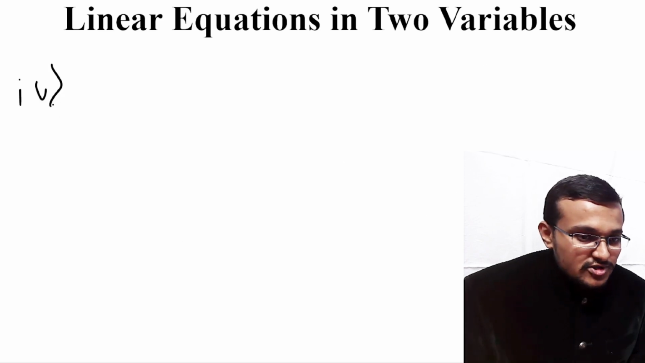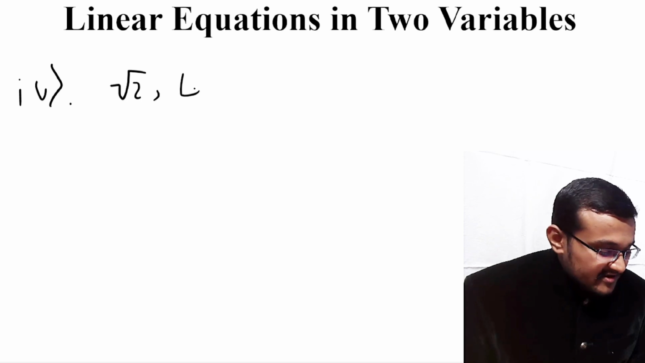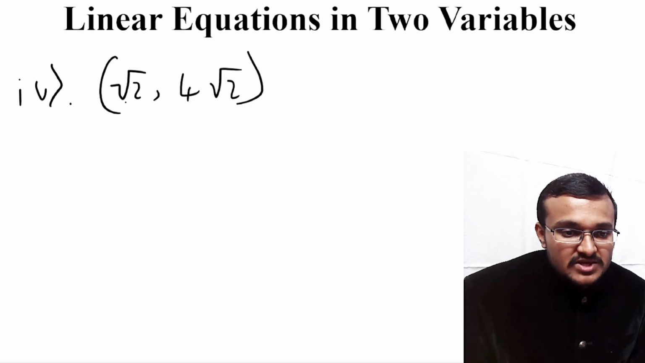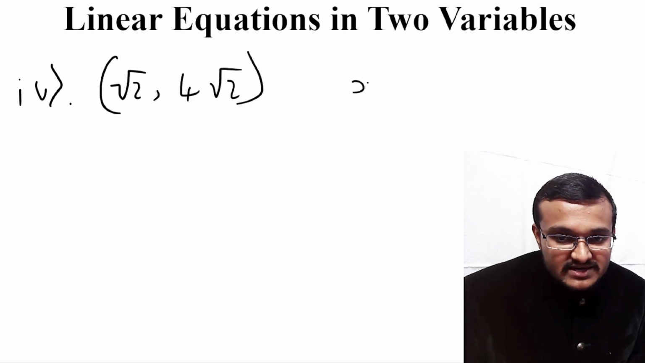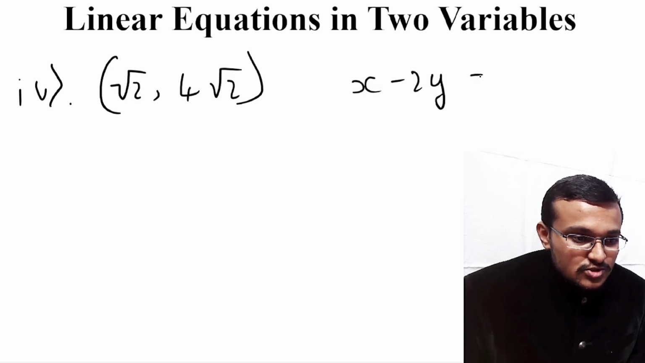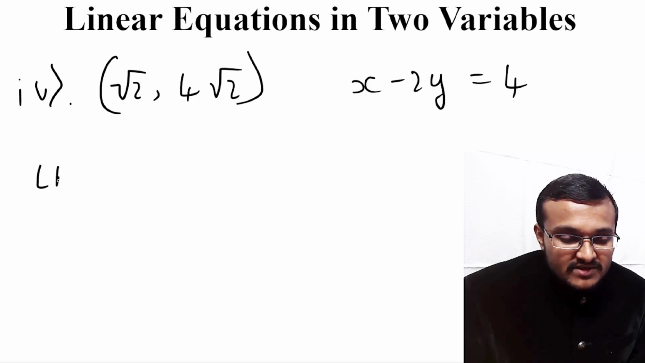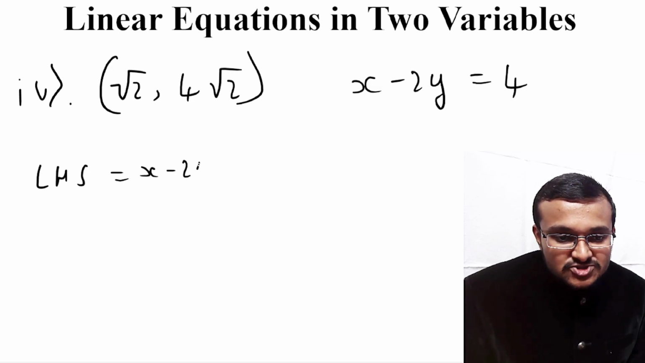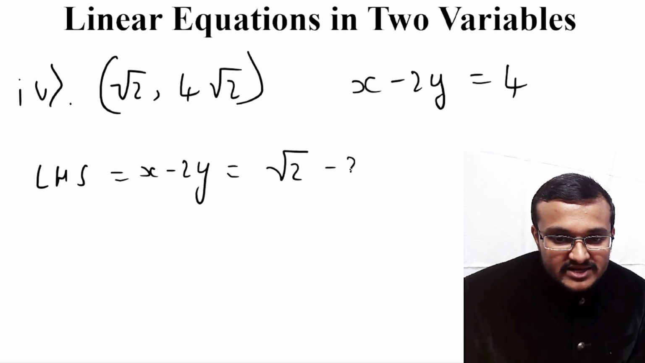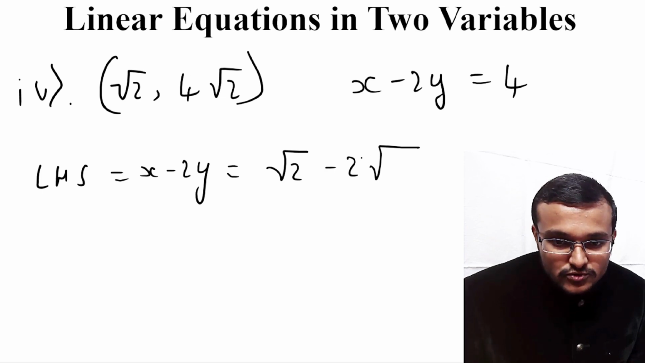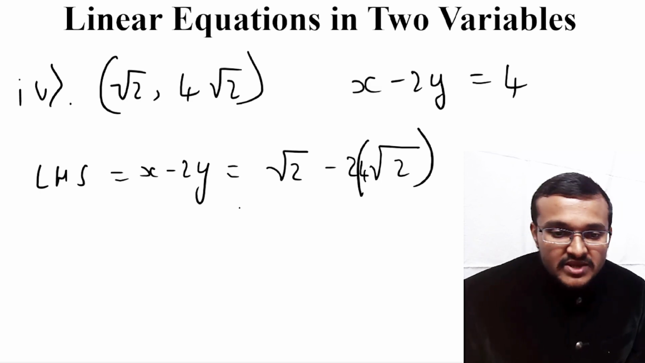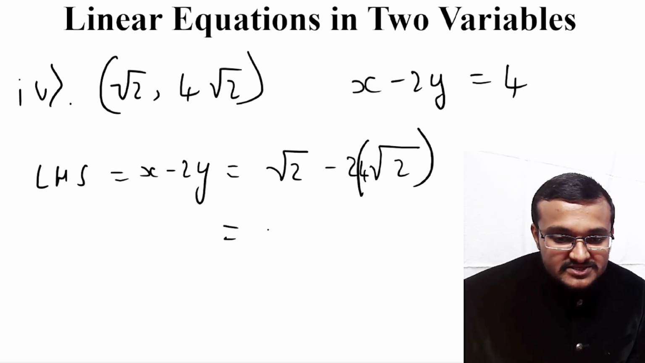Now we look into the fourth option which they have given in this third question, that is (root 2, 4 root 2). The equation is x minus 2y is equal to 4. We'll take LHS, that is x minus 2y. Now we'll substitute root 2 in the place of x and minus 2 into 4 root 2. So here we have 4 root 2, so 2 into 4 root 2 will be there in the bracket. Now you have to solve this.